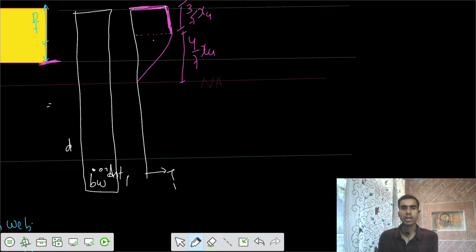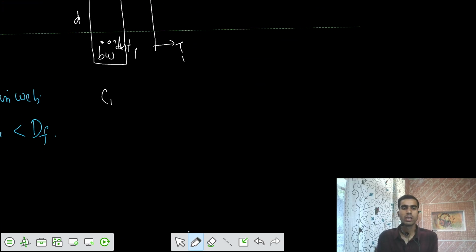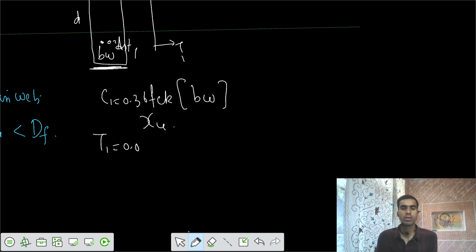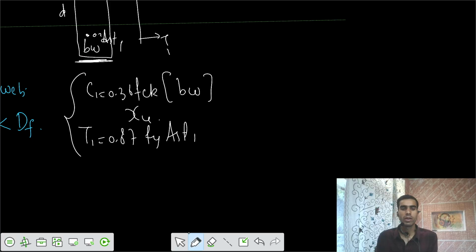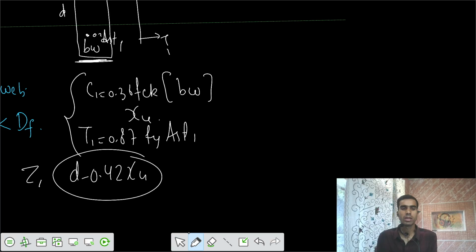And for the first case, it is easy. We don't care about where is the neutral axis for the first case. This is the C1 force, and C1 force we already know is easy to calculate, 0.36 FCK, and the actual width of that section, that is BW, rectangular beam BW, and we have that XU actual, and T1 force is already we know 0.87 FY AST1. That's easy, and we have that lever arm of D minus 0.42 XU. This is your lever arm Z1.